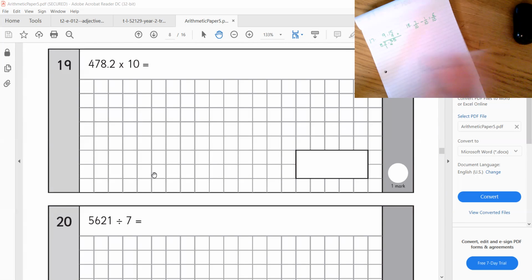Okay. Question number 19. Timesing by 10 again. So 4, 7, 8.2 times everything by 10. Everything's shifting 1 place this time. So 2 then comes here, 8 here, 7 here, 4 here, and my place value holder at the end. So I should have ended up with 4782.0 or just 4782. Question number 20.